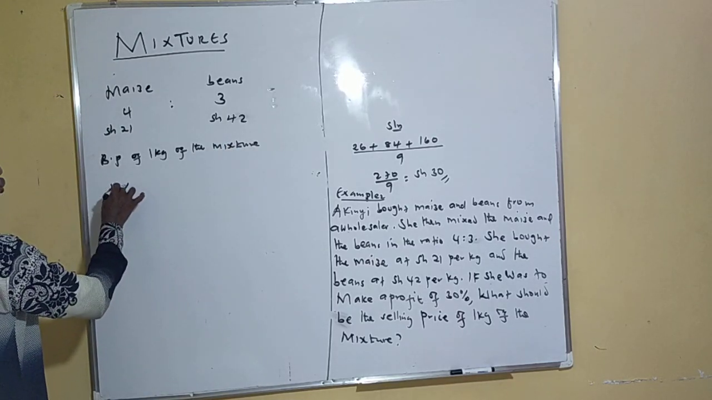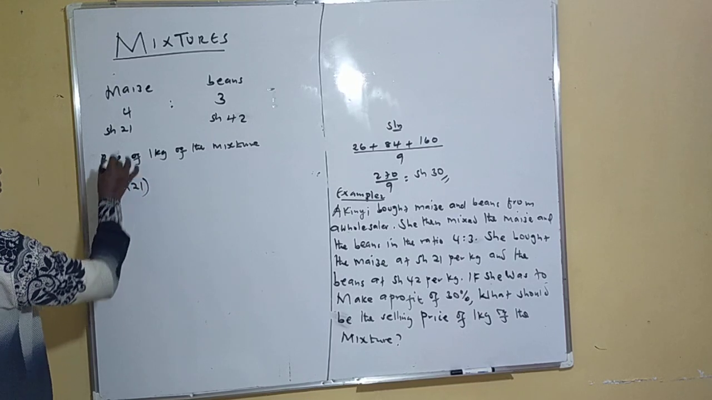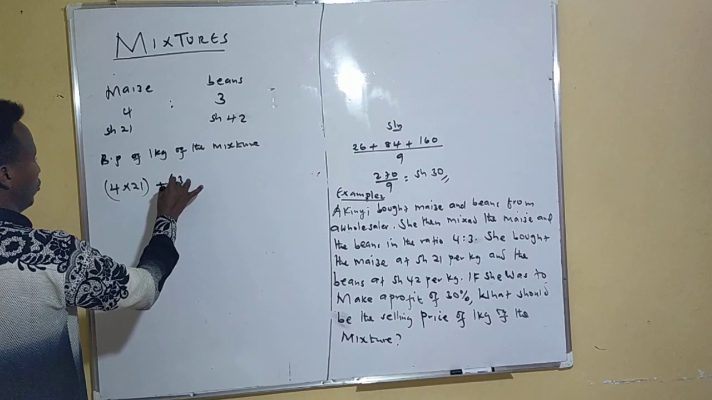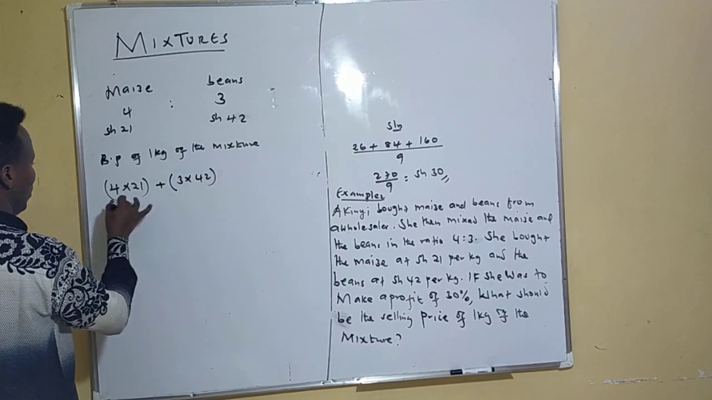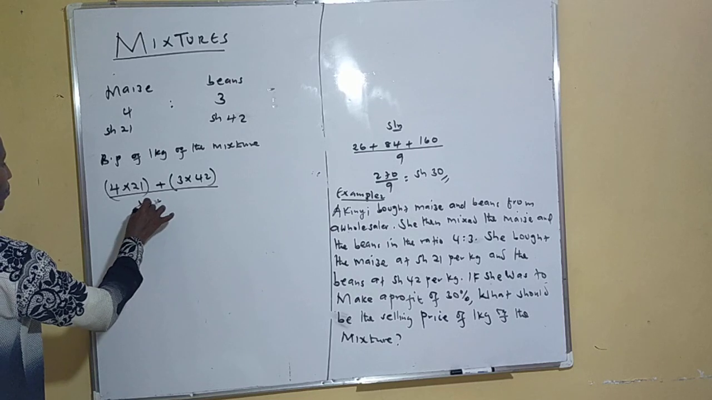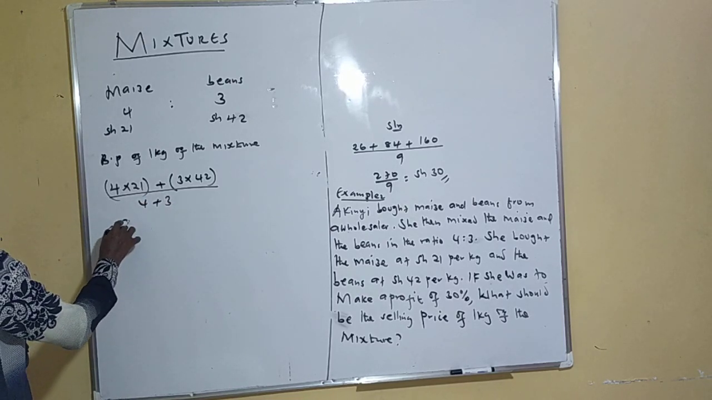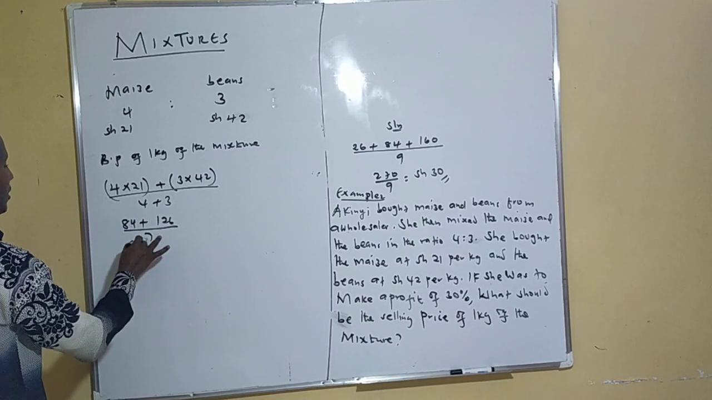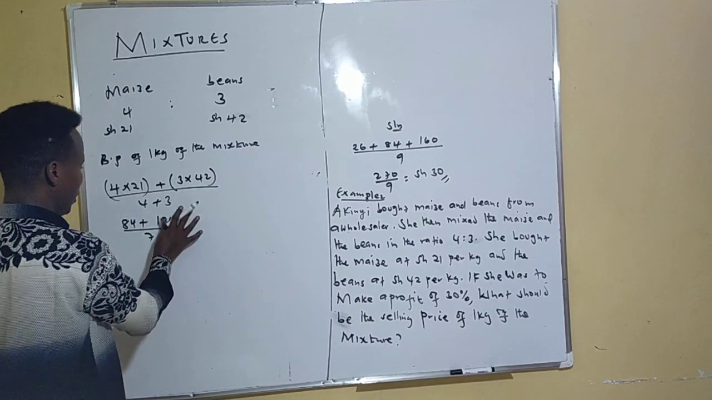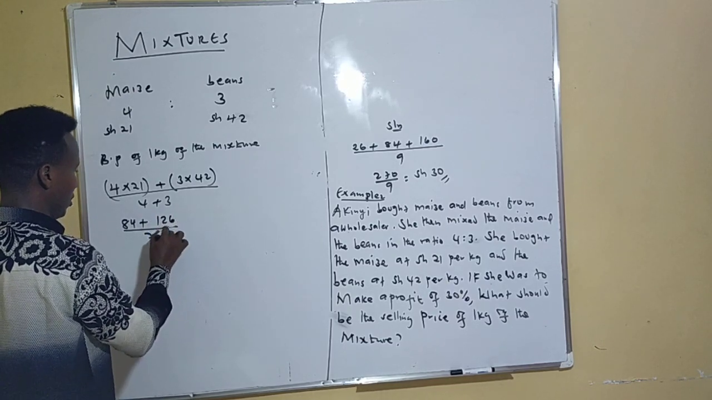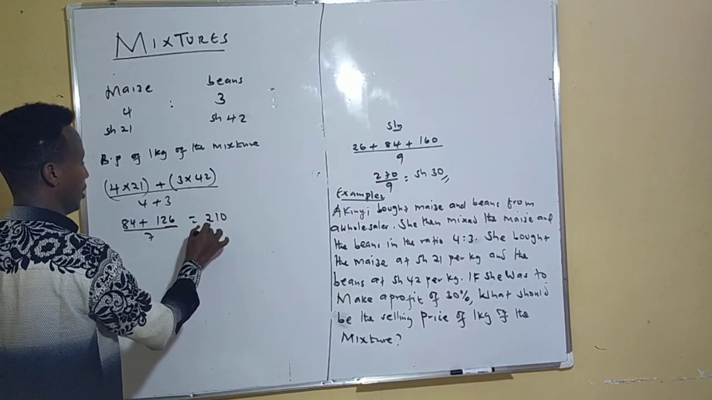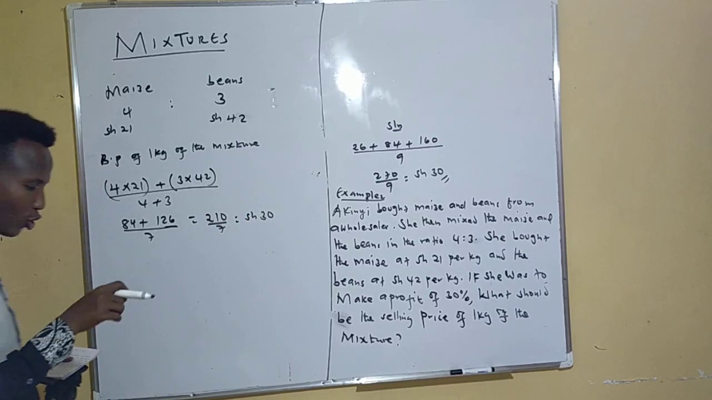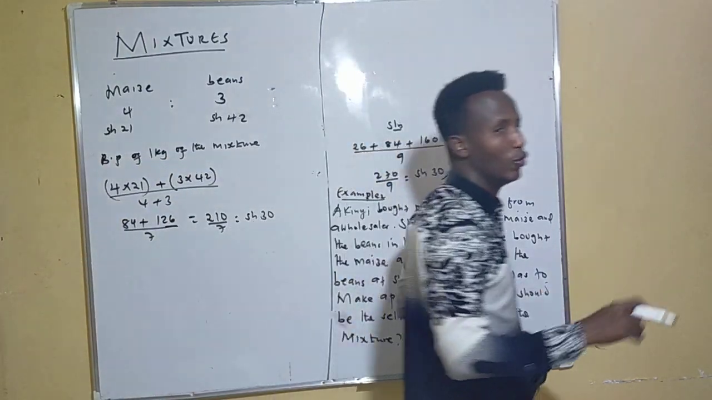I will say 4 times 21 in the bracket. Remember, we are multiplying this one by the price. Plus, open the bracket, 3 times 42. Total divided by 4 plus 3. So multiply. This will be 84 plus 126 divided by 7. That will give me 210 divided by 7, so that is Shs 30. That is the cost or buying price of 1 kg of the mixture.